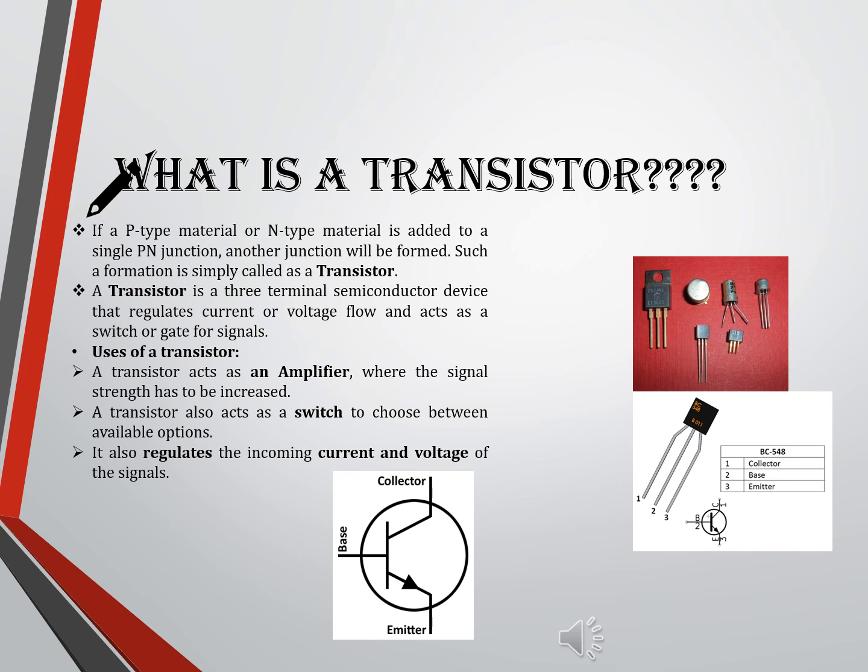The collector side will be N. So NPN transistor. Okay. So it has three terminals named collector, base and emitter. There are many uses for a particular transistor. It can act as an amplifier, it can act as a switch, and also it can regulate the incoming current and voltage of the signal. Whenever it acts as an amplifier, the signal strength has to be increased. Likewise, it also acts as a switch to choose between the available options. Okay, this is all a transistor is.